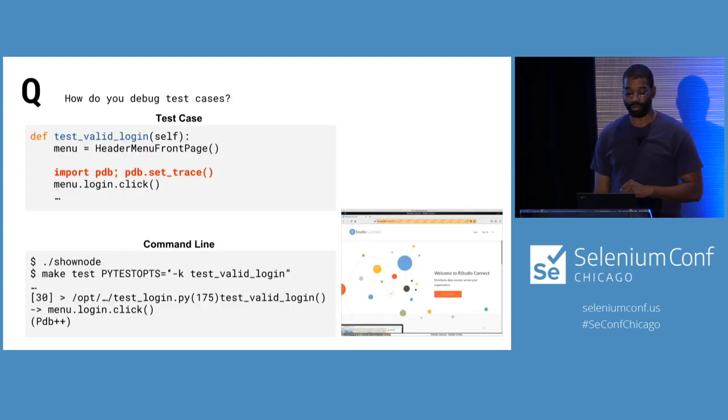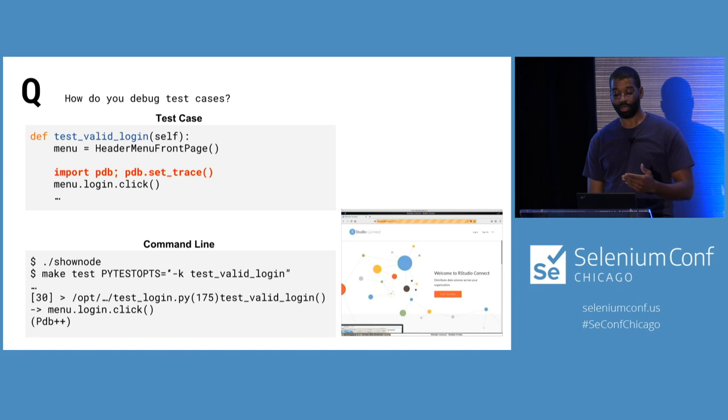And then when your program gets to the line of code where you've enabled the trace, you'll be dropped off into the debugger right inside of your terminal. And from there, you can use your normal Python debugger commands in order to interact with the web browser. You can step through each command and see what's happening inside the web browser.